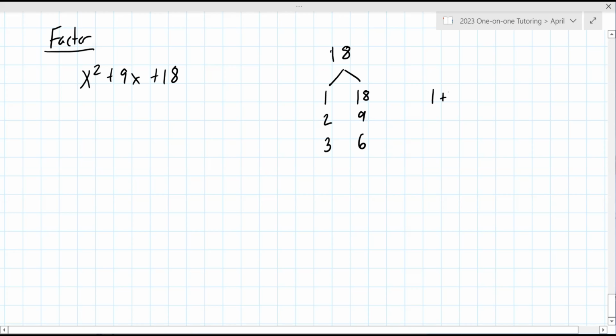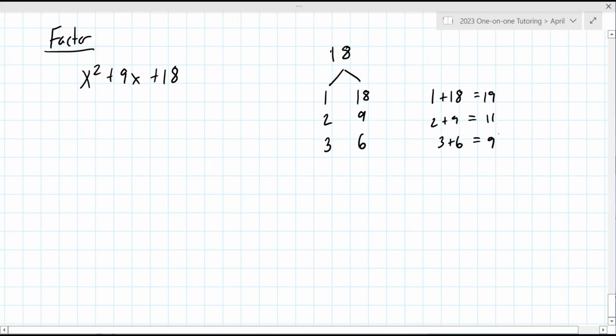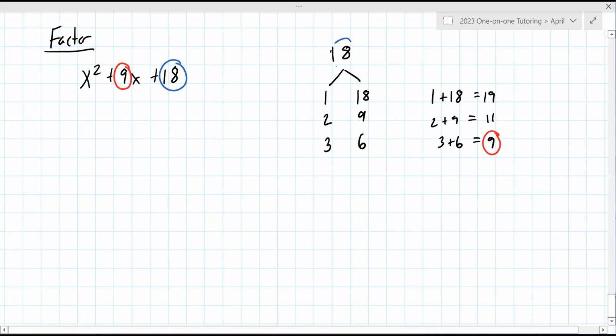Now I'm going to add them. 1 plus 18 is 19. 2 plus 9 is 11. 3 plus 6 is 9. Okay, do any of these add to 9? Yeah. So here's the 9. And here's the 18. All right.